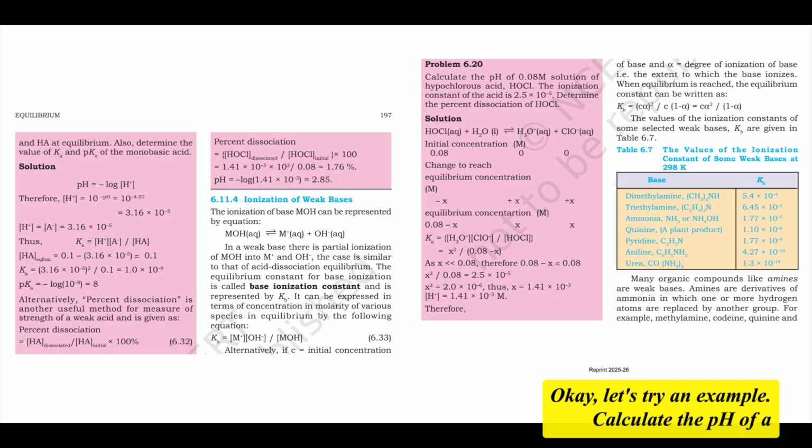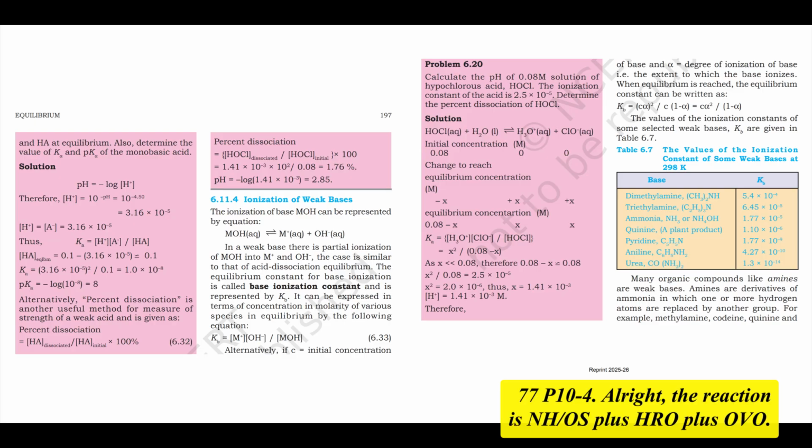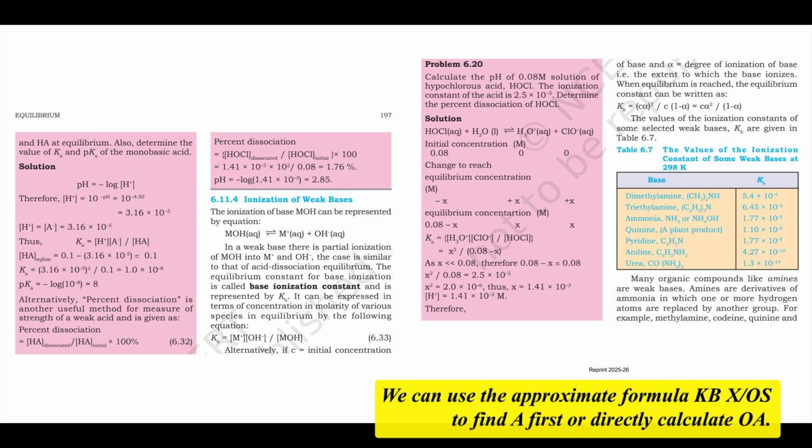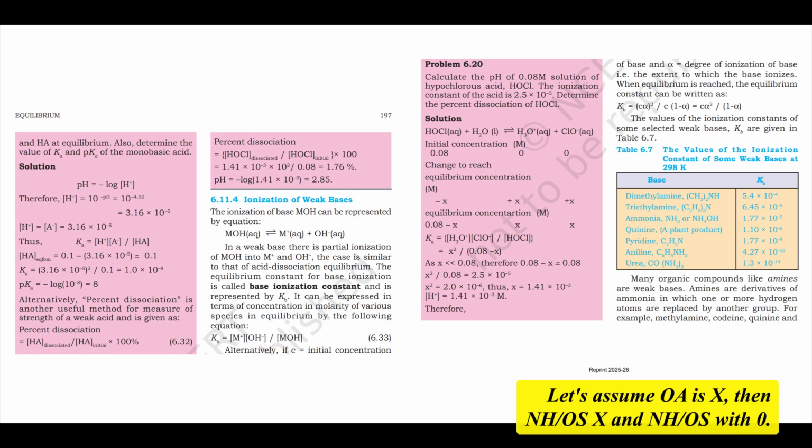Okay, let's try an example. Calculate the pH of a 0.05 M ammonia solution. We know Kb for NH3 is 1.77 × 10^-5. All right, the reaction is NH3 + H2O ⇌ NH4+ + OH-. We can use the approximate formula Kb ≈ x²/C to find x first, or directly calculate [OH-]. Let's assume [OH-] is x.